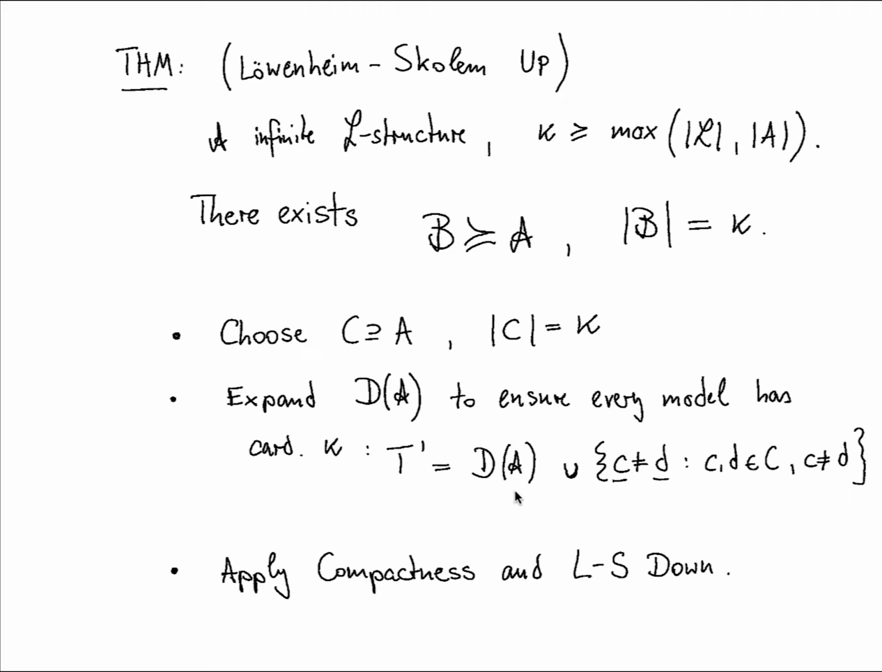But now we need to ensure that every model has cardinality kappa. So we take T prime to be the elementary diagram and throw in new constant symbols for C, and require that for any two distinct elements in C, these constants are different. We add that to our theory. Then we apply compactness, and because the compactness theorem doesn't give us control over cardinality, we possibly have to also apply Löwenheim-Skolem downward. Try to fill in the details for these steps. It's really not too hard.